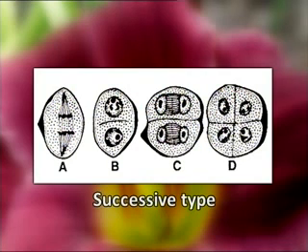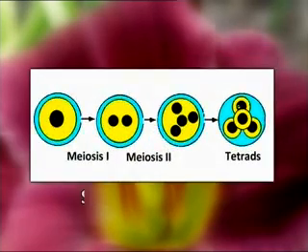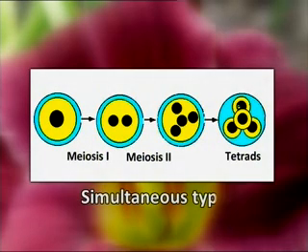The successive type of wall formation is found mostly in the monocots. In the simultaneous type, there is no wall formation between the 2 daughter nuclei after meiosis first, and as such, instead of a dyad, simply a binucleate cell is formed after meiosis first. The 2 daughter nuclei then undergo second meiotic division, which is usually synchronous.